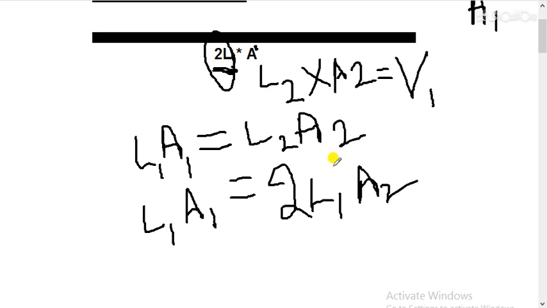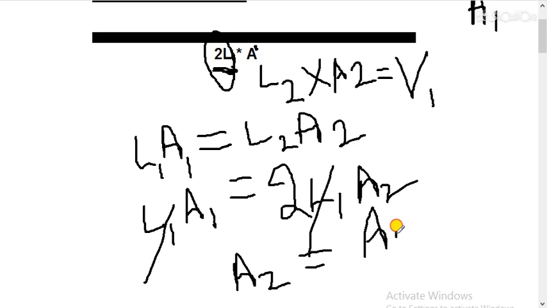So L1 will cancel out. Your A2 comes out to be A1 by 2. So this will be the right answer.